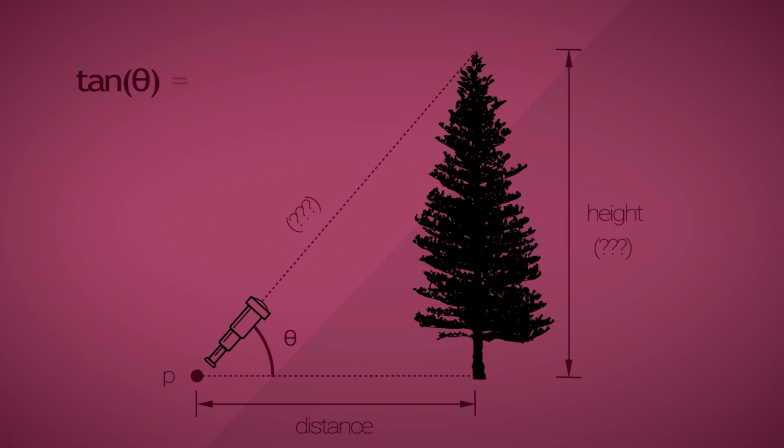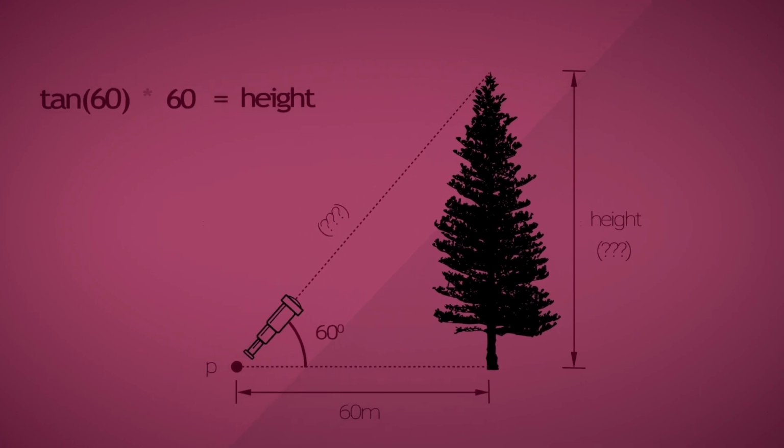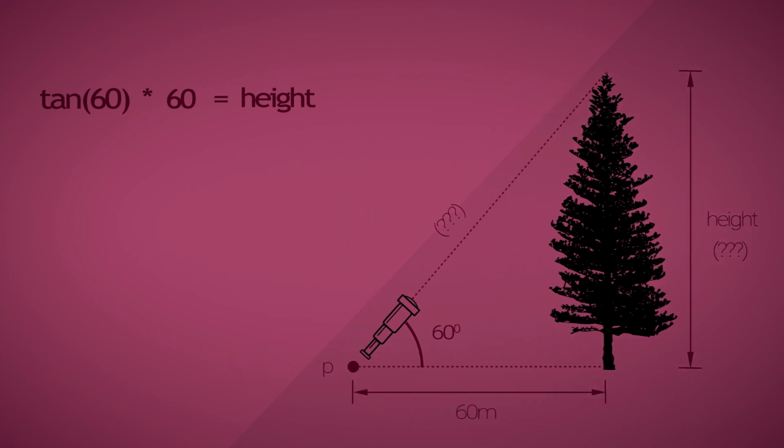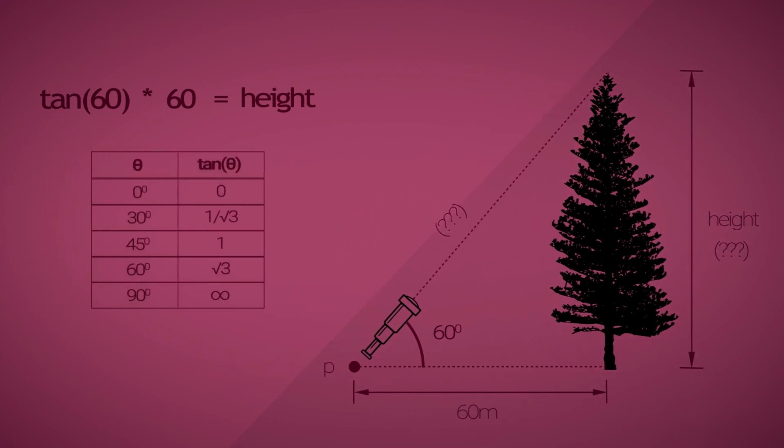Tan of the angle theta is equal to the opposite side over the adjacent side. Let's put a couple of concrete values here. Say the distance to the tree is 60 meters and the angle we are observing it at is 60 degrees. If we rearrange the equation, we can easily find the height of the tree if only we knew the tan of the angle of 60. Fortunately, I seem to possess the values of the tan function for a few key angles and they're tabulated here. That's handy. Tan of 60 degrees is root 3 and root 3 multiplied by 60 is approximately 104 meters. That's a tall tree.